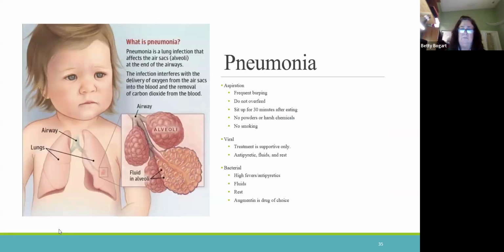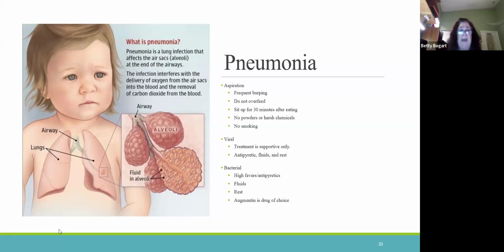Now, pneumonia, we can have it because of feeding. And don't forget, pneumonia is not just all bacterial, it's also viral. So if it's aspiration, we're going to be teaching that parent more about frequent burping, don't overfeed, having them sitting up. And then, of course, the powders, the chemicals, and smoke shouldn't be around them.